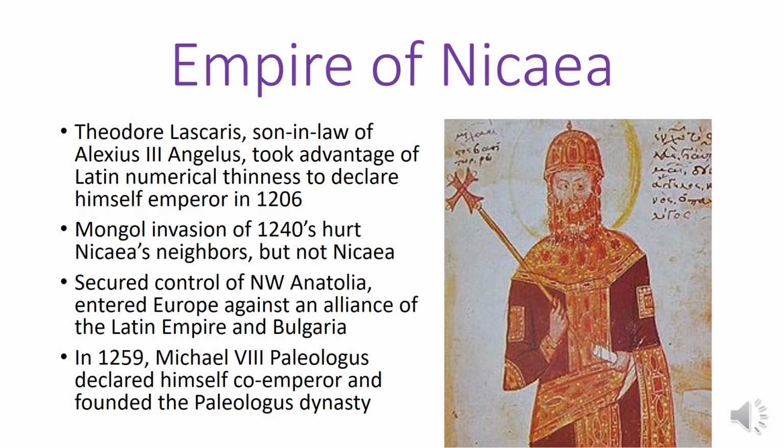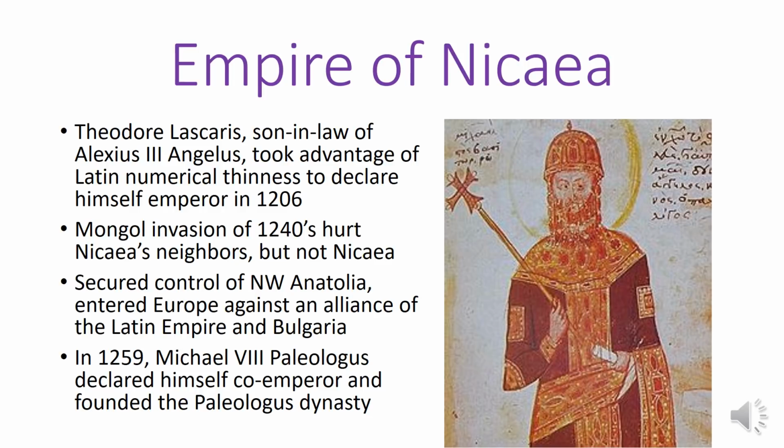And the Mongol invasions of the 1240s, which wrecked a lot of Eastern Europe, left Nicaea unscathed. So this meant that their neighbors had become weaker in relative terms, while they had, by virtue of having their neighbors weakened, become stronger. So now they're able to launch an invasion of Europe. And this enables them to defeat a combined alliance of the Latin Empire and Bulgaria. The Latin Empire was in deep decline, and Bulgaria had been wrecked by the Mongols. So the Empire of Nicaea is able to beat that coalition.